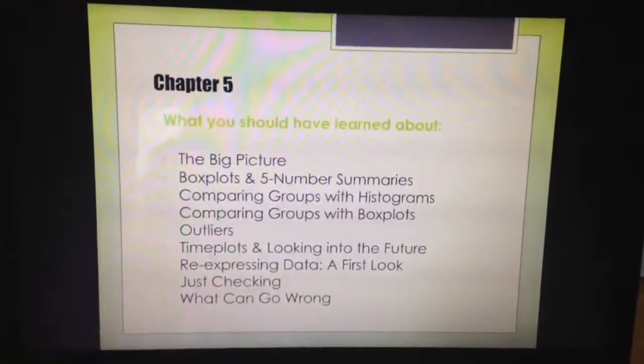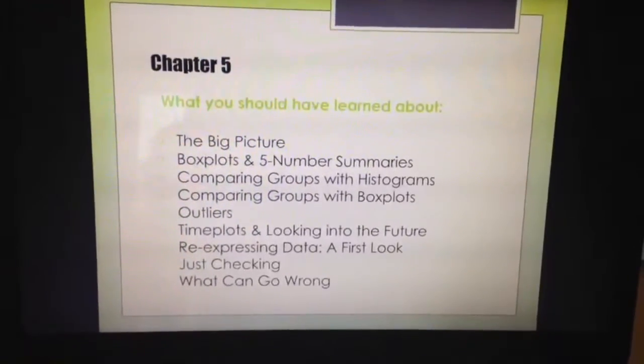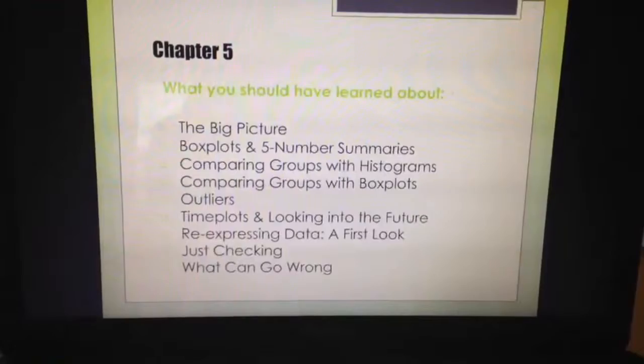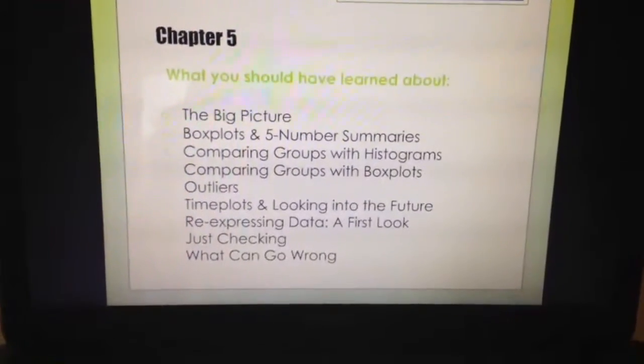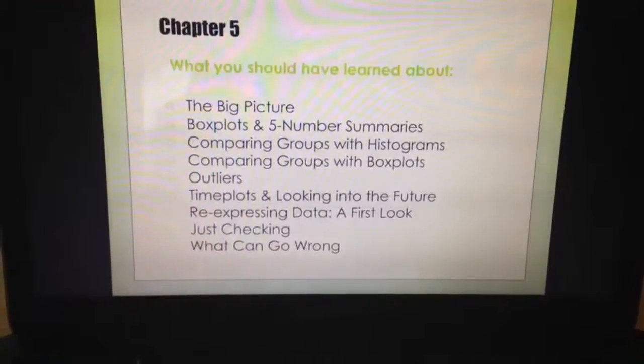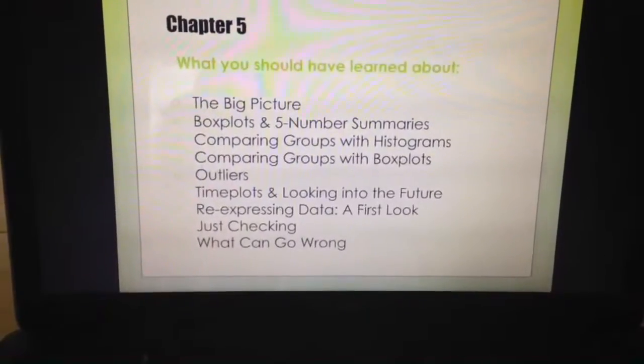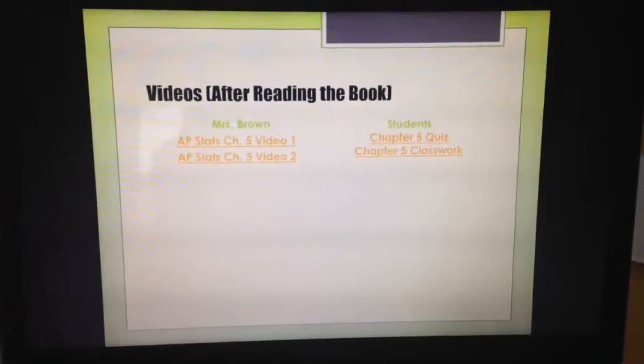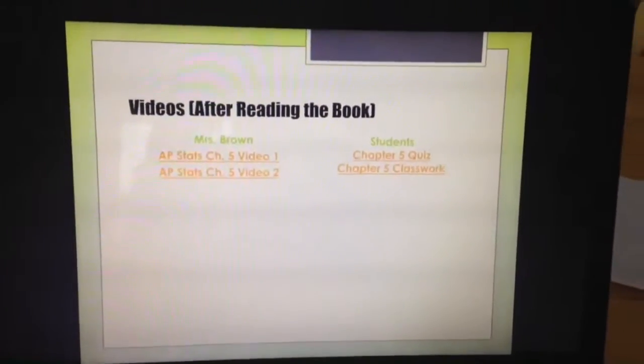Chapter 5. What you should have learned about: the big picture, box plots of 5-number summaries, comparing groups with histograms, comparing groups with box plots, outliers, time plots, and looking into the future. Re-expressing data, a first look, just checking, and what can go wrong. These are the videos after reading the book.